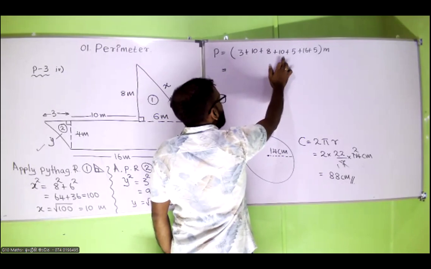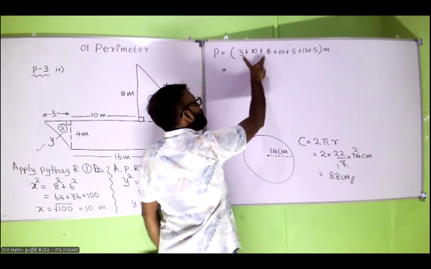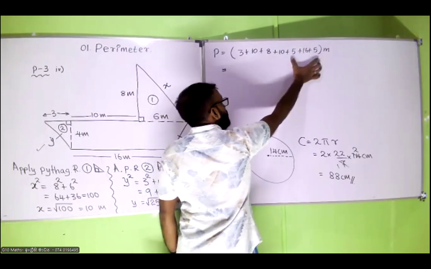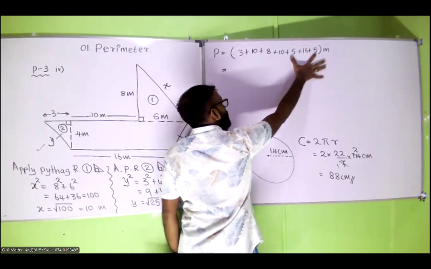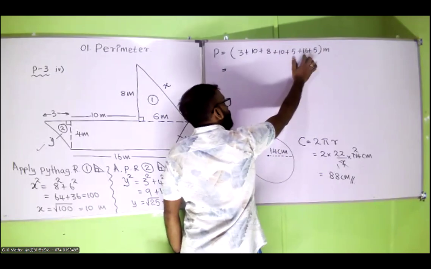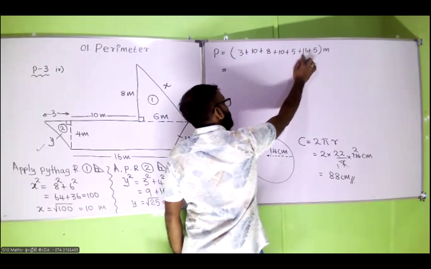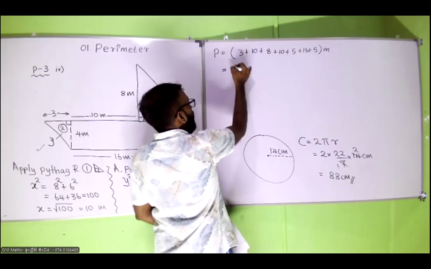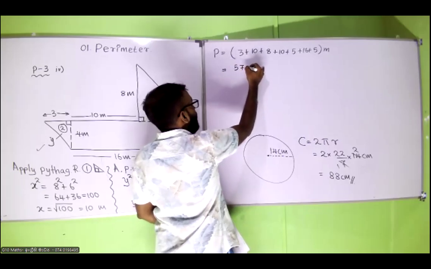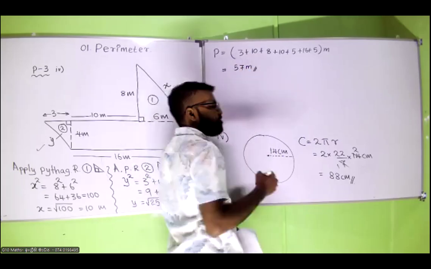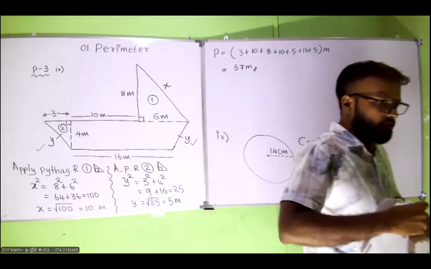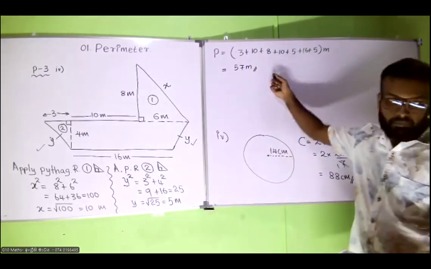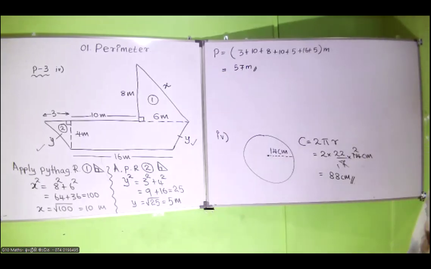10 plus 10, 20. 20 plus 11, 31. 31 plus 10, 41. 41 plus 16, 57. 57 meters. Yes, most of you got the correct answer. Superb. 57 meters.